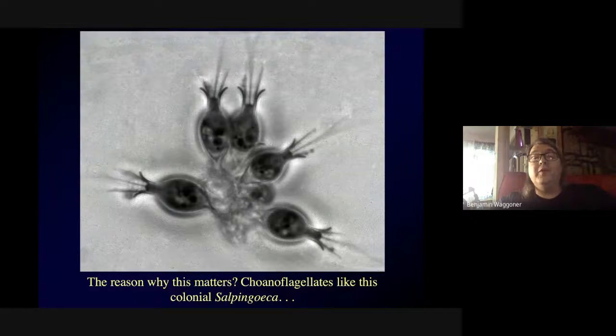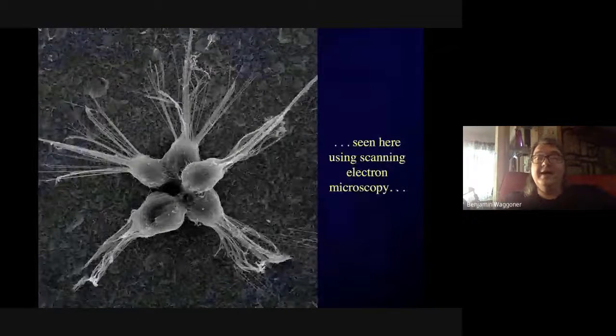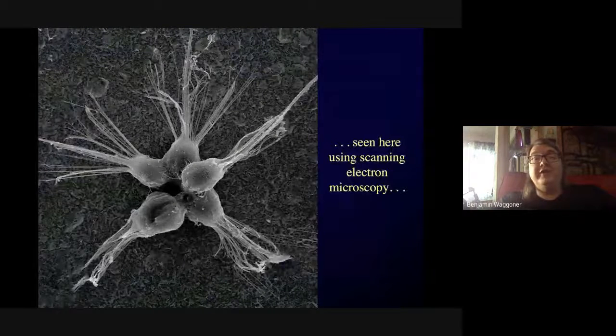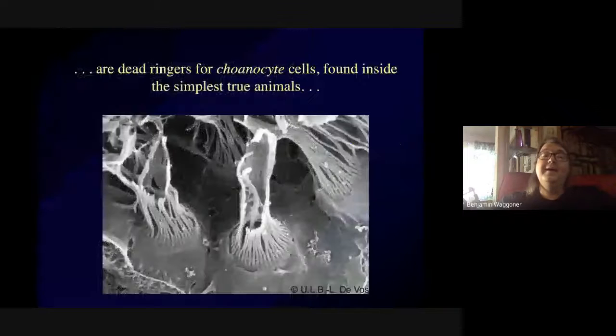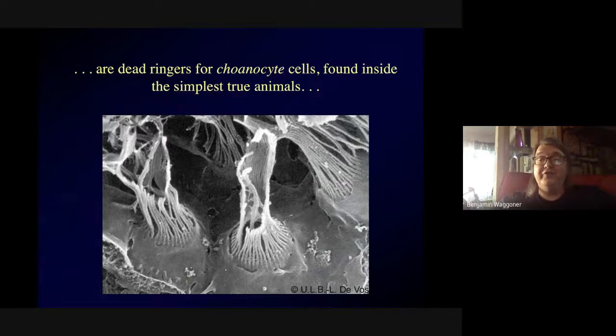And the reason why that matters, here's another colonial choanoflagellate. There you can see the collar much more clearly. You can even see separate microvilli in the collar. There's pretty much the same species seen here using scanning electron microscopy. You can see the collar of the villi really well here. And they're dead ringers for a cell type found in the simplest true animals, the sponges.